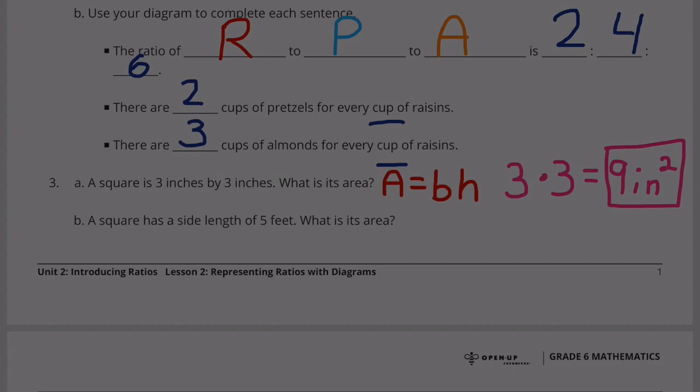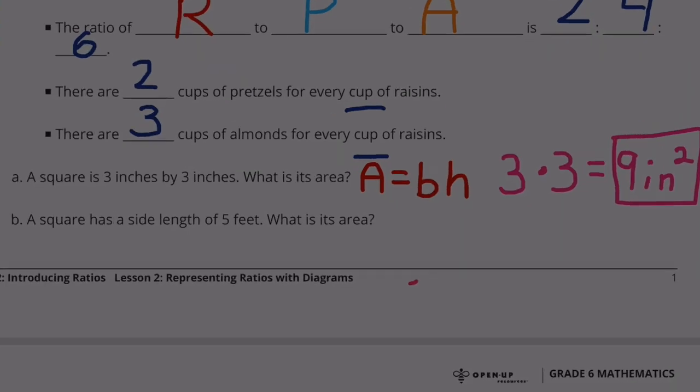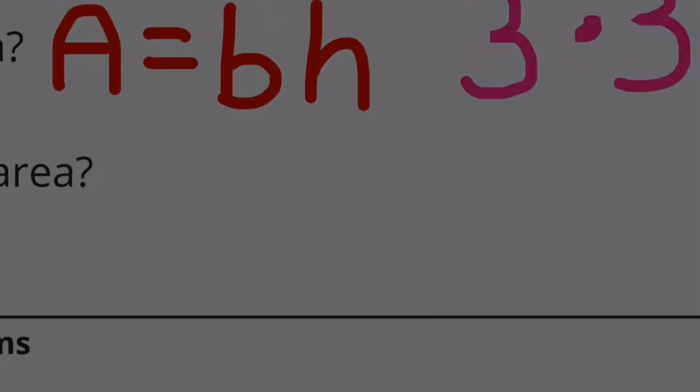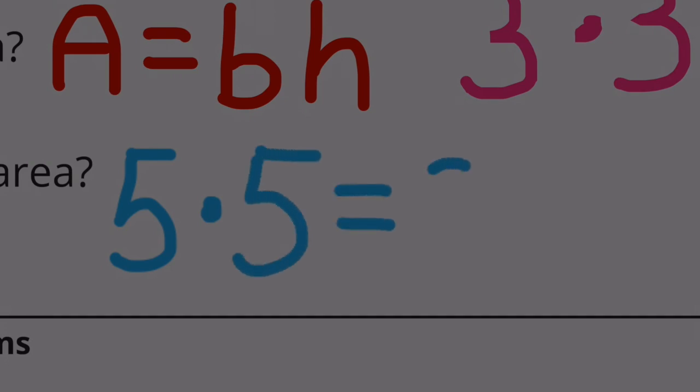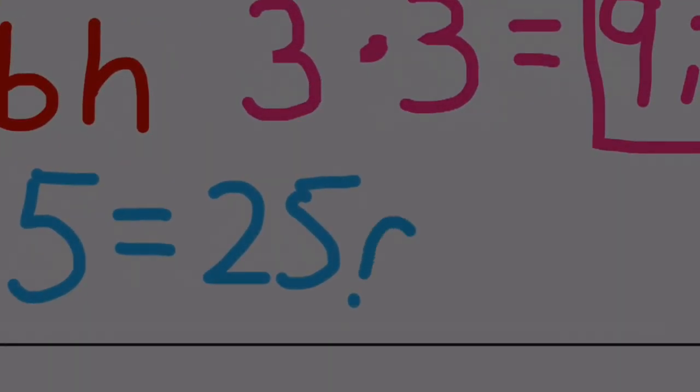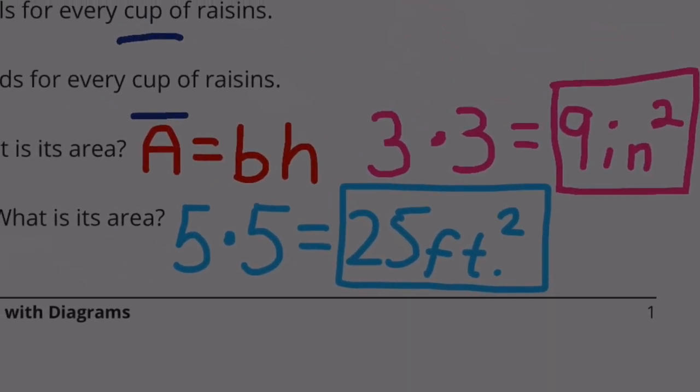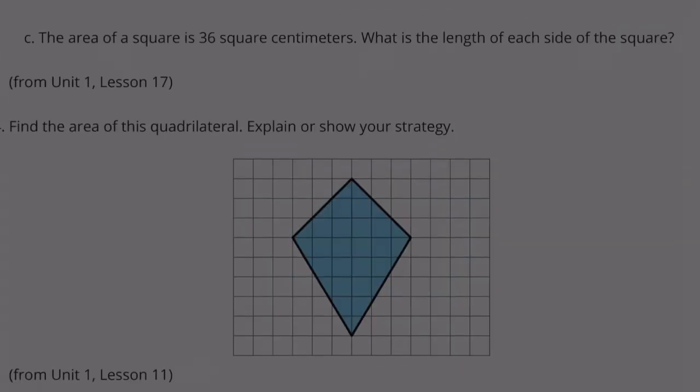3B. A square has a side length of 5 feet. What is the area? So again, if the lengths are 5, it's going to be 5 times 5, and the area is going to be 25, and this time it's not inches, it's feet squared. 25 feet squared. C. The area of a square is 36 square centimeters. What is the length of each side of the square?